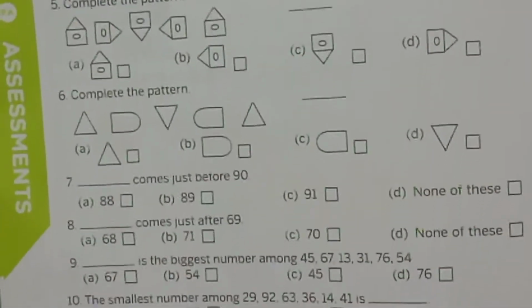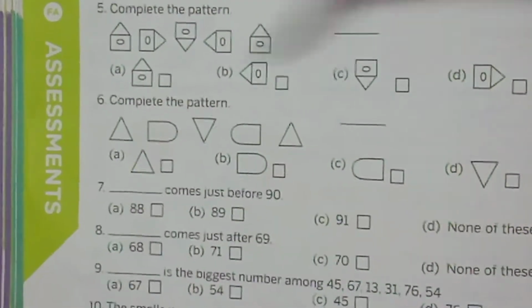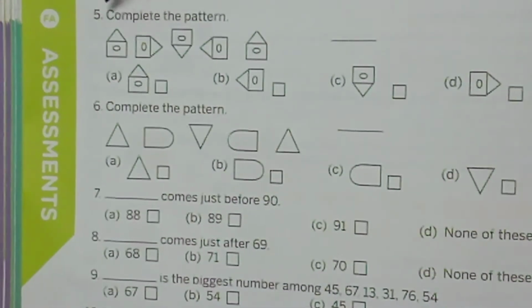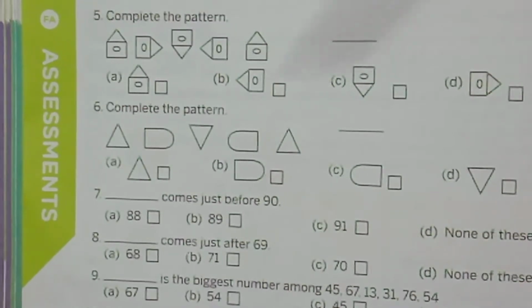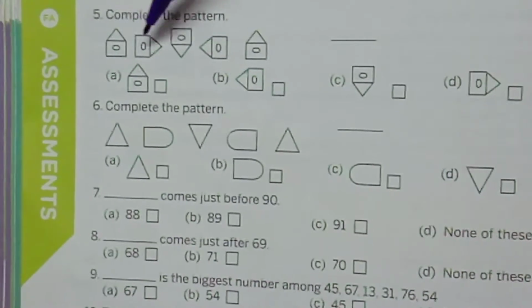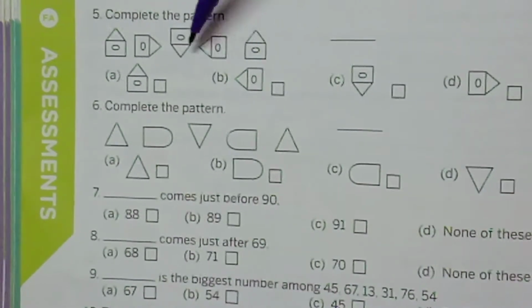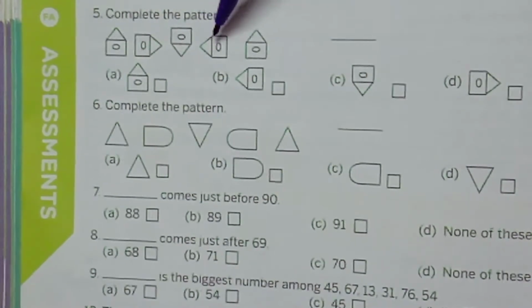Now look at here children. See. Here what is this? Fifth one. Complete the pattern. See, look at here. Complete the pattern. See. What is this? Here hut is there. Upside. Right side. Down, left. Up, right, down, left.